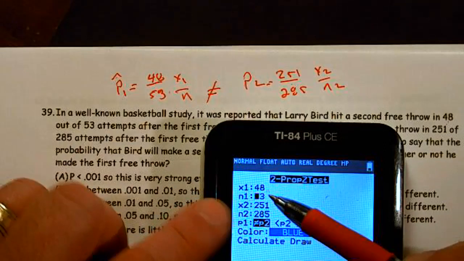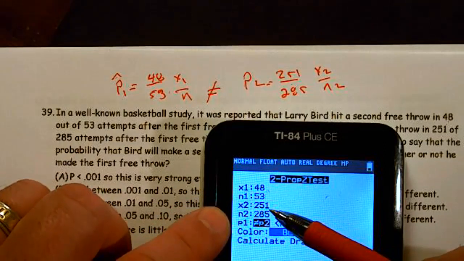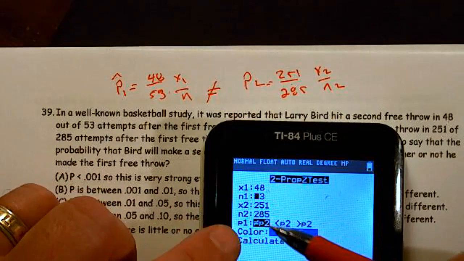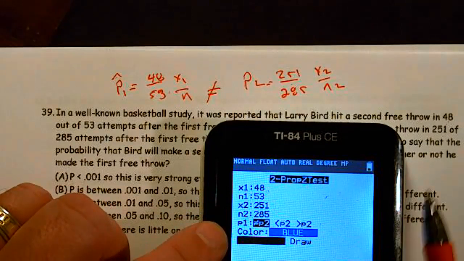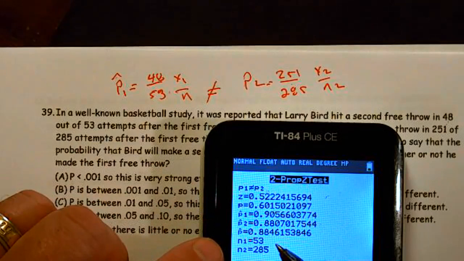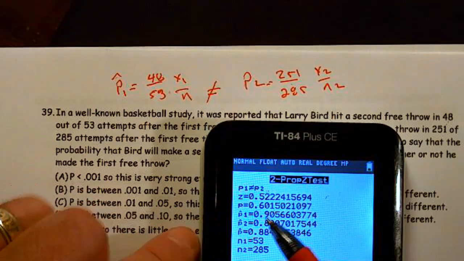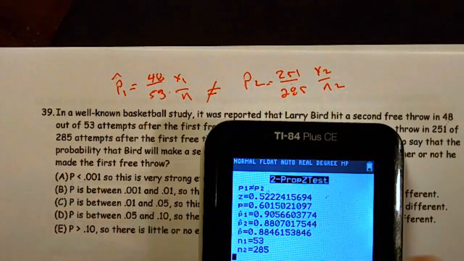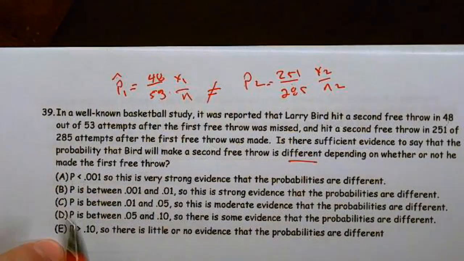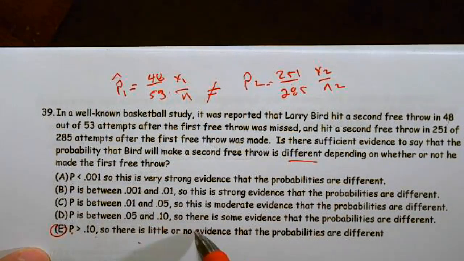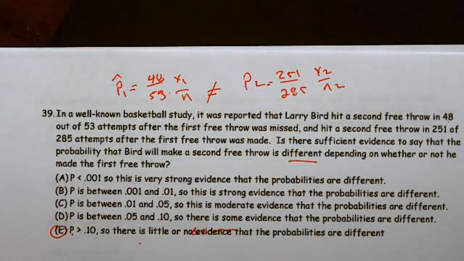Hope you're laughing. 48 out of 53. x2 is 251 out of 285, not equal. And I get a very large p-value of 0.60. With a p-value of 0.60, we like big p's and we cannot lie. We're not rejecting. All right. So our big p-value is greater than 0.6. So there's little evidence that the probabilities are different. I wouldn't say there's no evidence, but there's little evidence that the probabilities are different. That is our best answer.